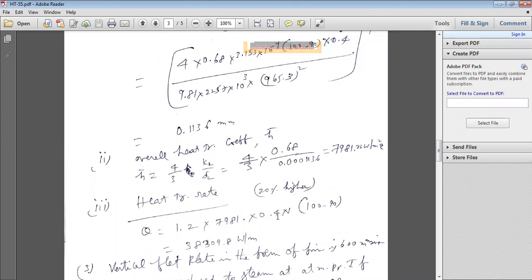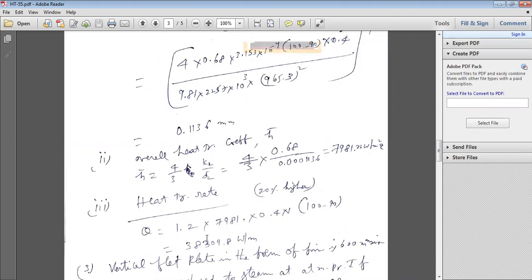So what is the height or length of the plate? 0.4 meters. What is the width of the plate? That is not given. If nothing is mentioned in the problem, you have to take the unit value. So unit width, 0.4 into 1. Unit width 1 meter B, and this L value, height or length of the plate, 0.4 meters, into T saturation 100 degrees centigrade minus surface temperature of the plate 90. That is the heat transfer rate for the condensation.